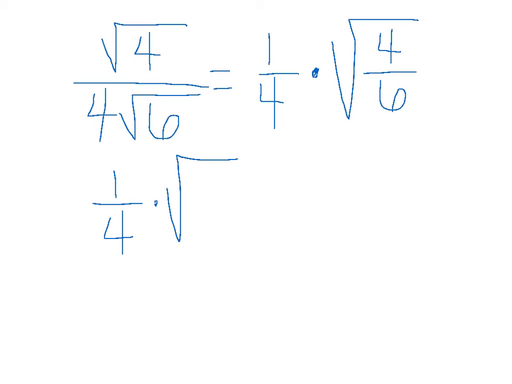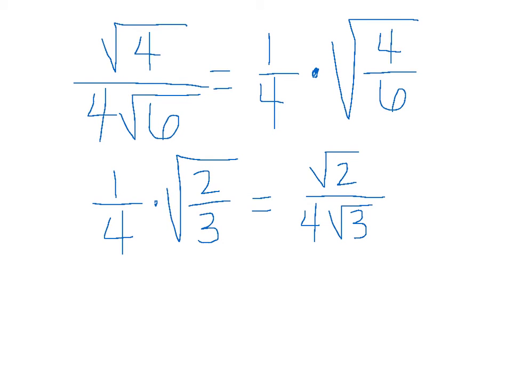So I have the square root of 2/3 instead of 4 over 6. And now I'm kind of going to go backwards a little bit to make it look more like this again, so that I can work on my fancy one. So on the top I have 1 times the square root of 2, that's the square root of 2. On the bottom I have 4 times the square root of 3.